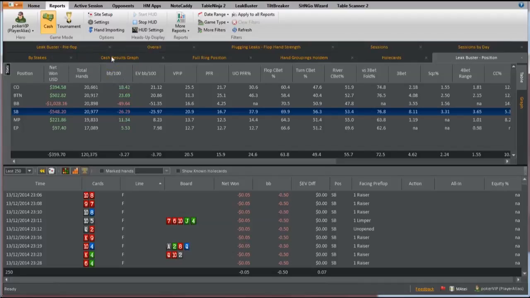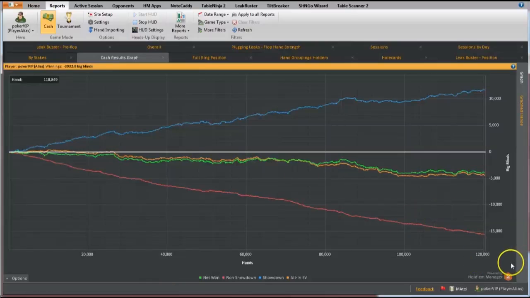one thing we can do straight away is check the graph of this player, and we can see that we have 120k hands in the graph. This player is down around 45 buy-ins over this sample, so a slight losing player.